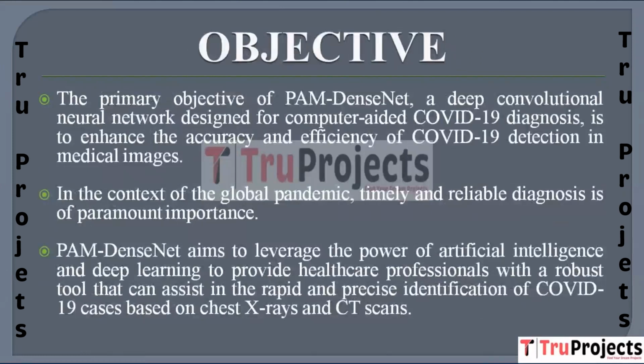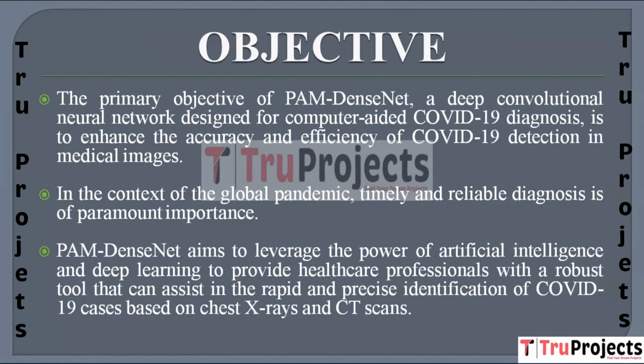So now coming to the objective part. The objective of this project is to improve the precision and speed of detecting COVID-19 in medical images. Amid the global pandemic, making timely and trustworthy diagnosis is absolutely crucial. PAM DenseNet strives to harness the potential of artificial intelligence and deep learning to furnish healthcare practitioners with a robust instrument that can aid in the swift and accurate identification of COVID-19 cases through the analysis of chest X-rays and CT scans.